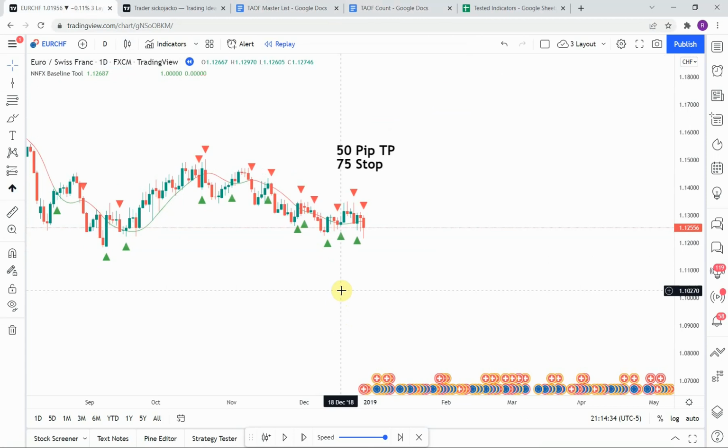Today, we will be testing the NNFX baseline tool.